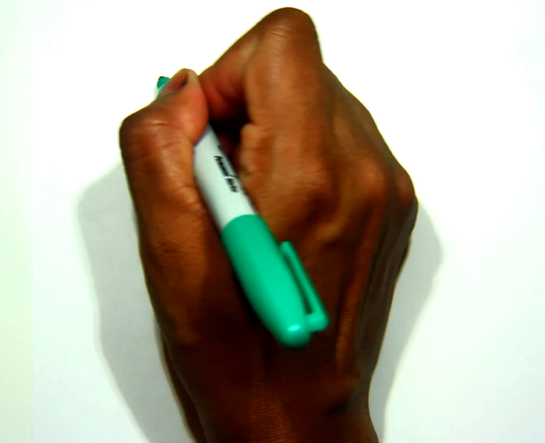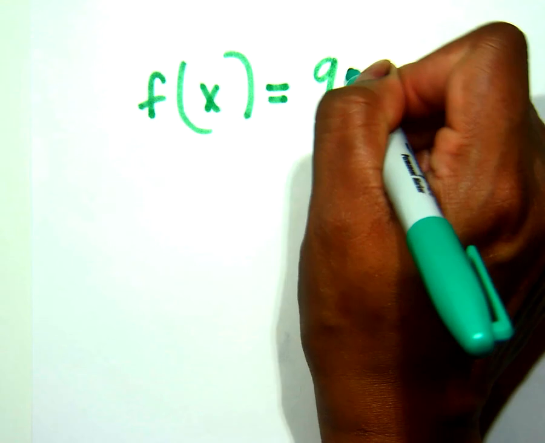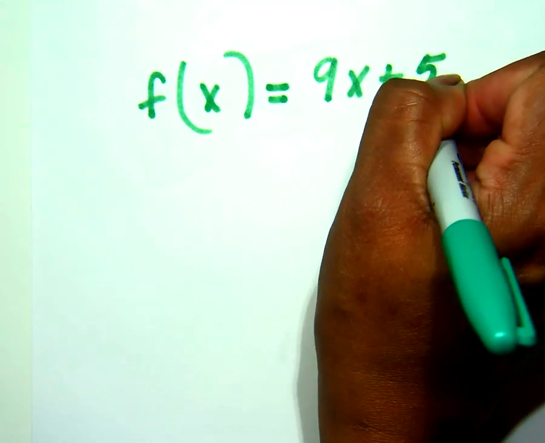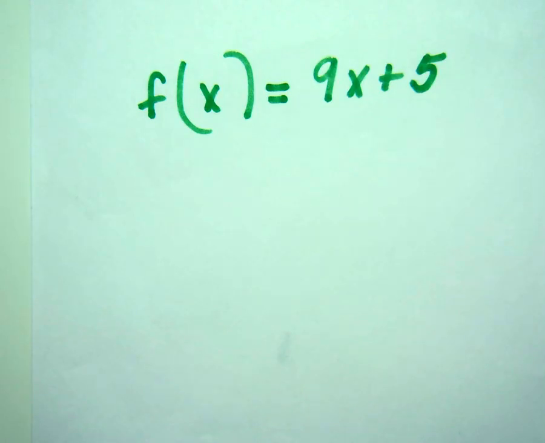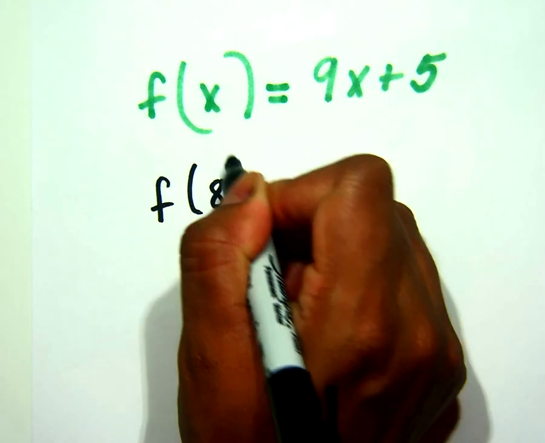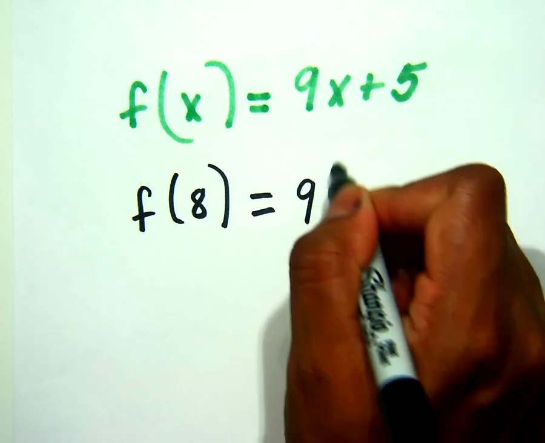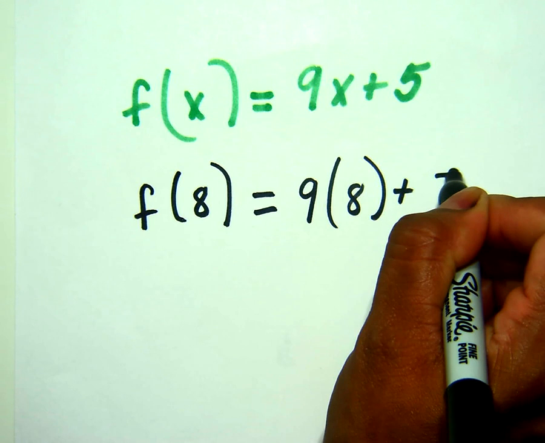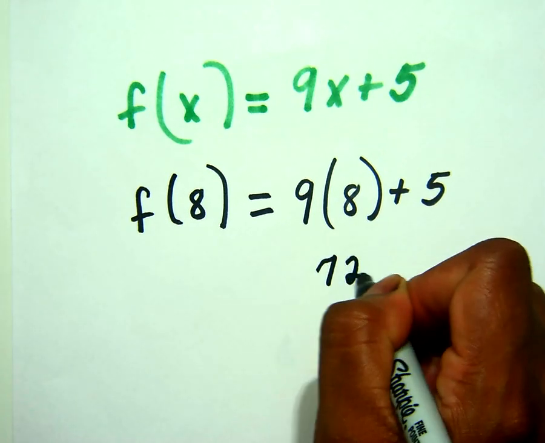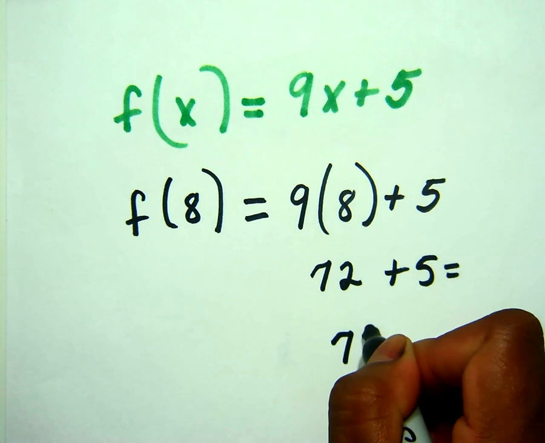This is asking you to evaluate a function. So your function is represented by f of x equals 9x plus 5. So we got a lot of different things going on right here. Your first example is asking you to find f of 8. That means wherever I see an x, I'm going to put this 8 in. So I'm going to simplify: 9 times 8 is 72, plus 5. So my final answer is 77.